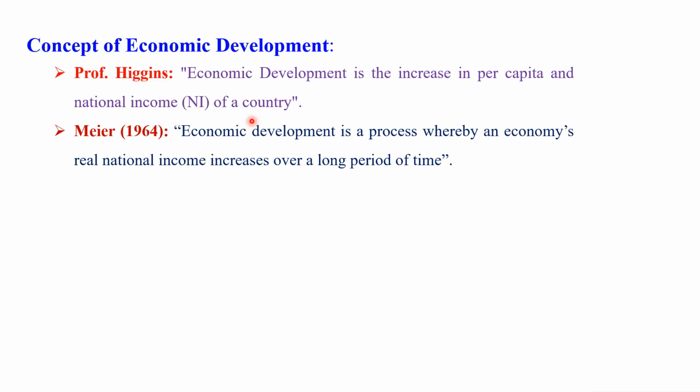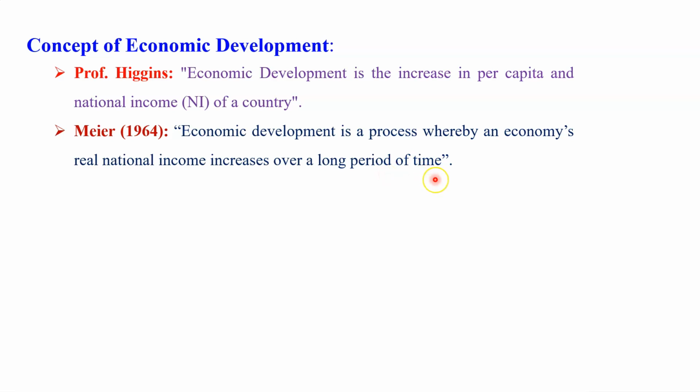The second definition is very important, that is given by Meyer. According to Meyer, in 1964, he defined this term: economic development is a process whereby an economy's real national income increases over a long period of time. That is very important. In this definition, he suggests only one indicator, the increase in the national income.